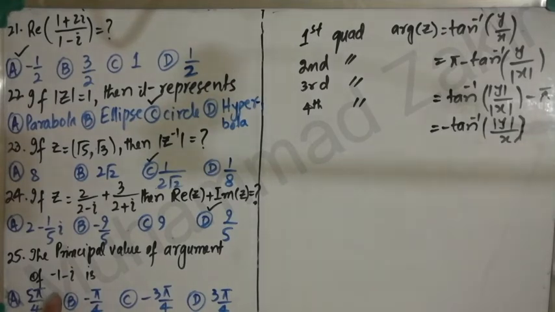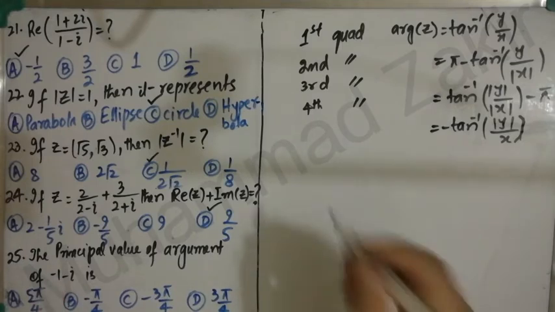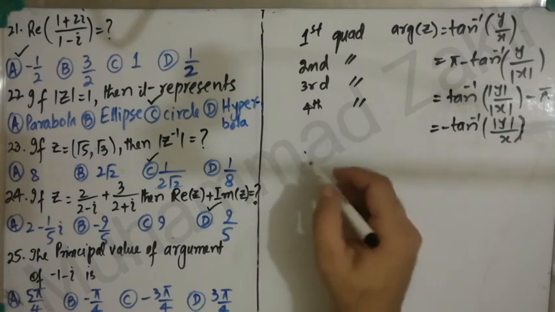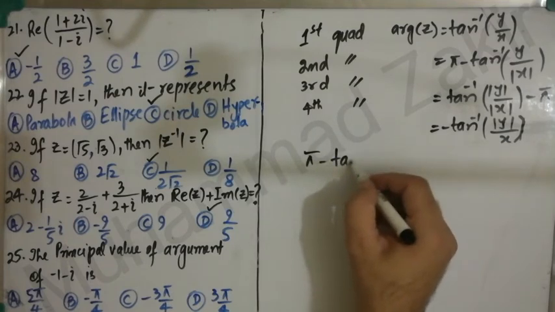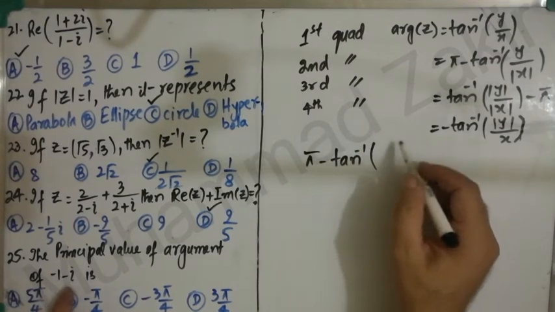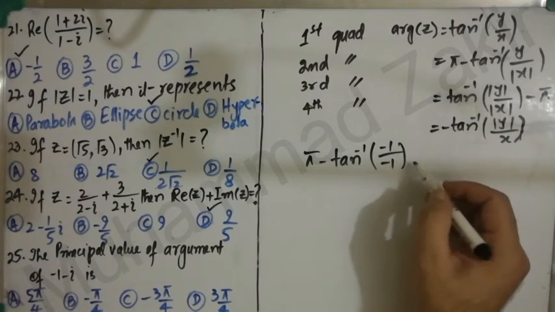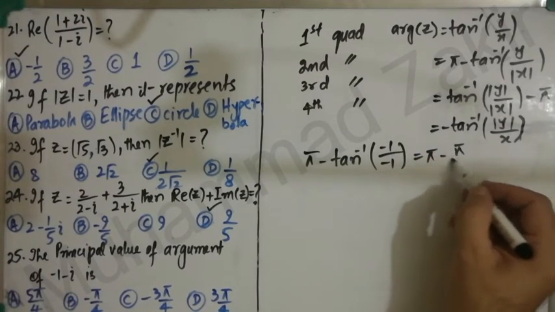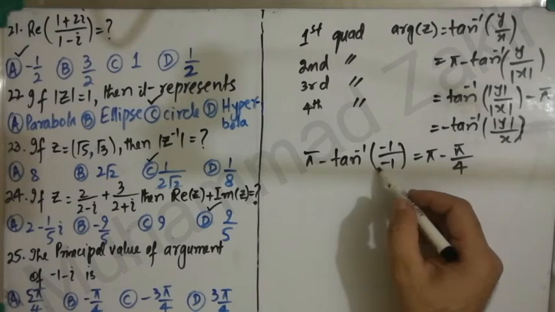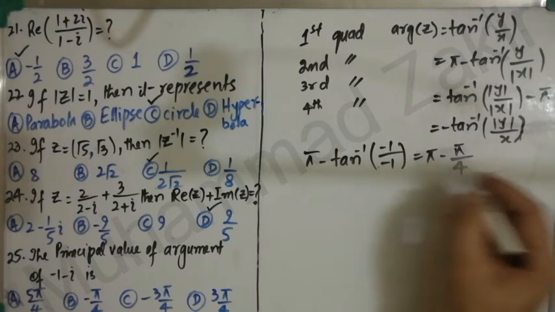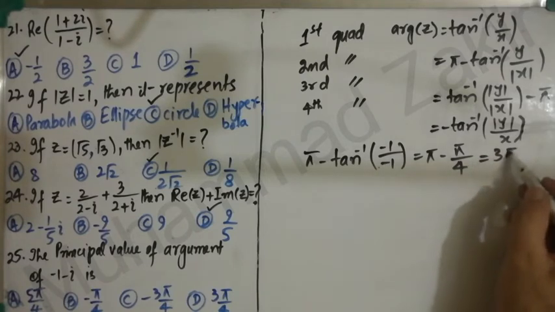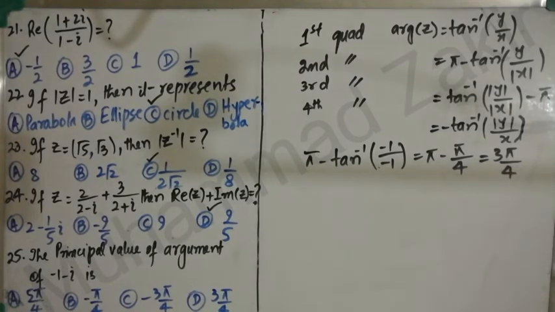So here we can see that this lies in the third quadrant. For third quadrant we have to apply the formula minus pi plus tan inverse of imaginary by real. We can see both are minus 1. It will be pi minus pi by 4. This is pi by 4 as it is 1. Tan inverse of 1 is pi by 4. Pi minus pi by 4 is 3 pi by 4. So we can see that 3 pi by 4, option D, is correct in this case.